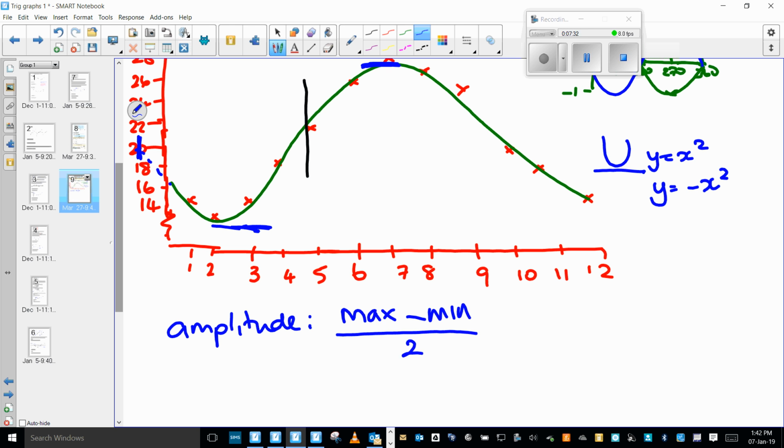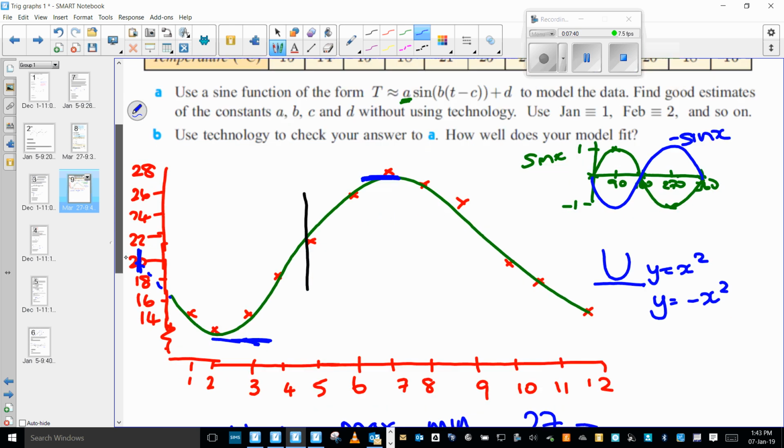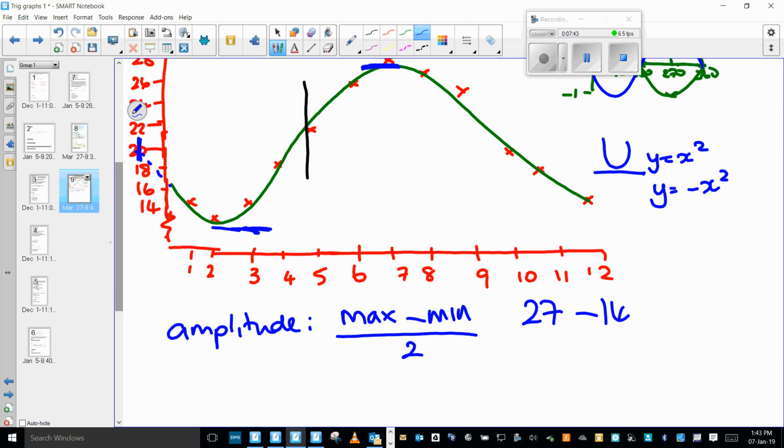So we've got 27, and then our minimum value. What was our minimum value? 14, I think, wasn't it? 14, divided by 2. So 27 take away 14 is 13, divided by 2 is 6.5. So from this information, we would predict that our amplitude would have a value of 6.5.